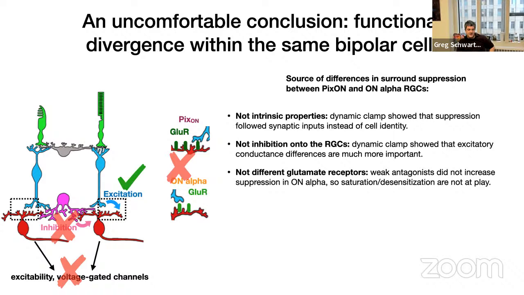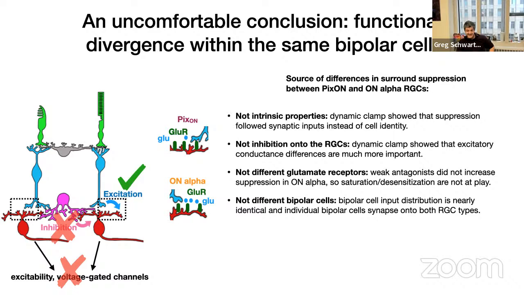But different glutamate receptors don't explain the difference in surround suppression because weak antagonists didn't increase surround suppression on alphas. So saturation and desensitization are not at play. So that means these cells get different glutamate input from bipolar cells, but it's not different bipolar cells. The bipolar cell input distribution is nearly identical, and individual bipolar cells synapse onto both ganglion cell types. So what are we left with? Could the same bipolar cell release glutamate differently from two different synapses?